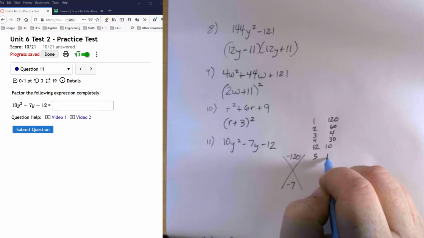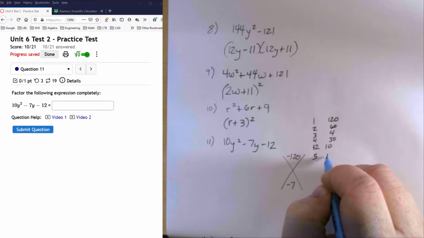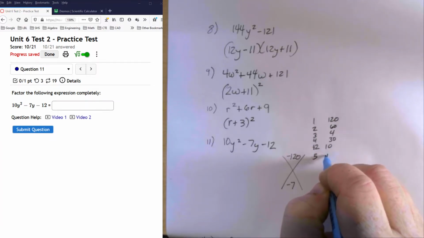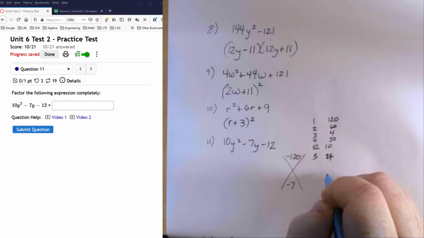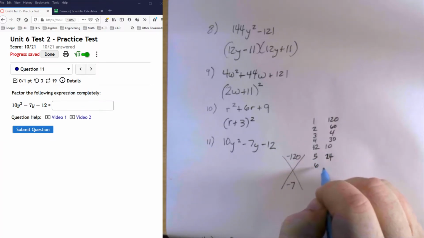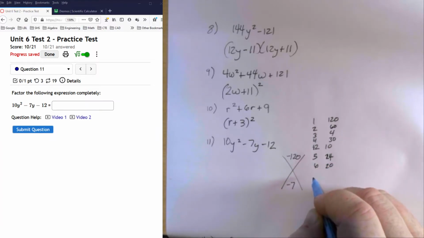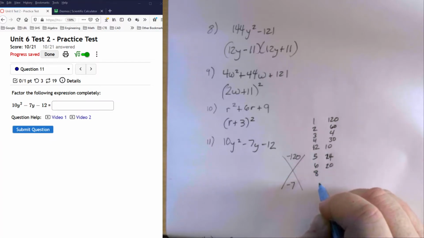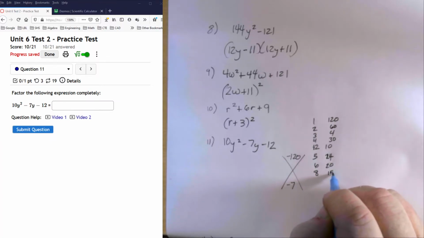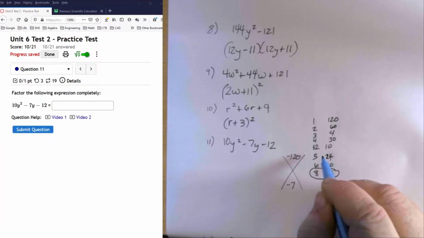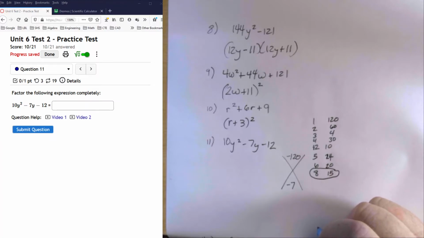No, 5 and 24. 6 and 20. 7 doesn't go into there. 8, I could do 8 times 15, and I think that that's 8 and 15. So there's a difference of 7 there.